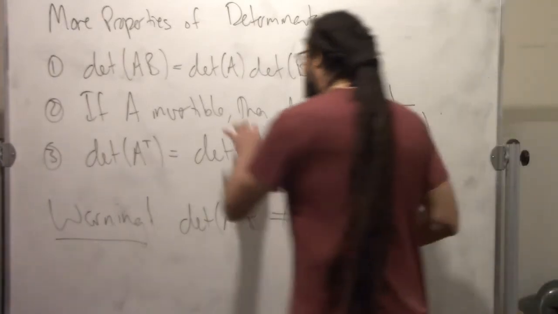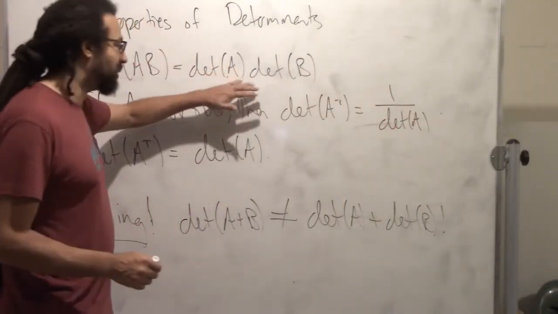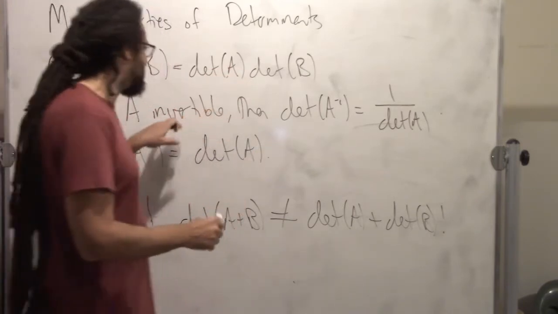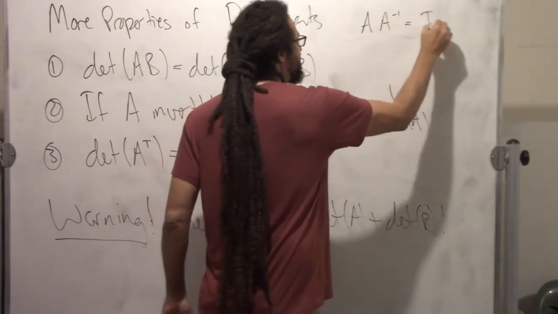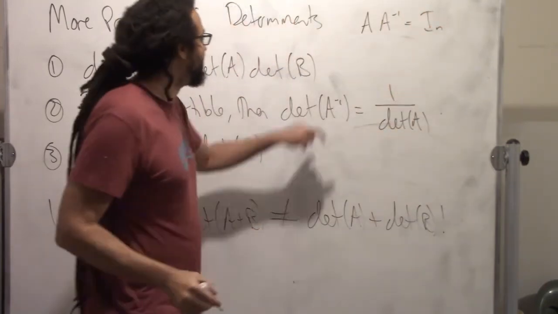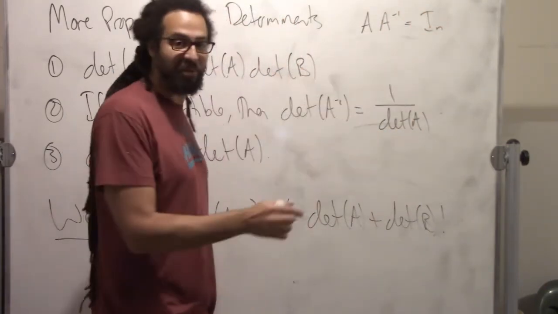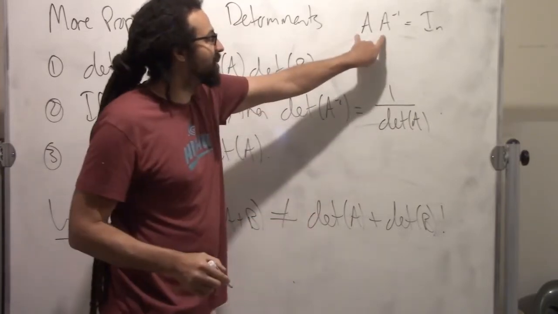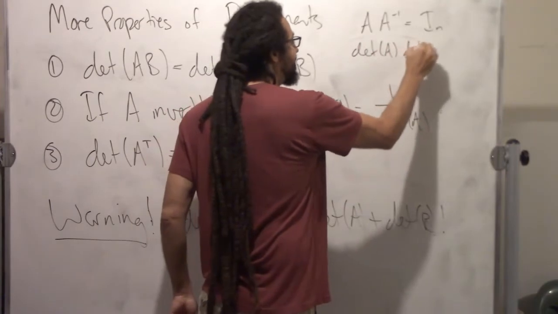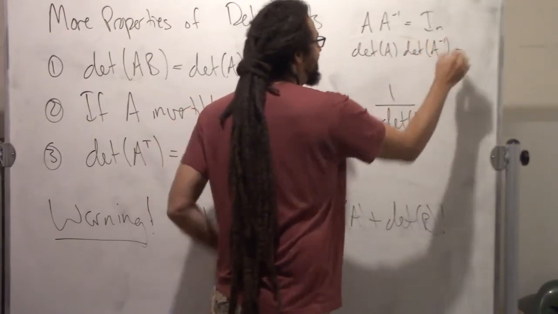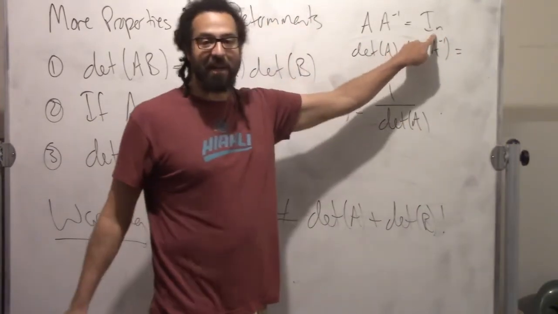And the reason for this really is simple, right? If A is invertible, then you know that A times A inverse is equal to the identity matrix. And then you take the determinant of both sides. So when you take the determinant of this side, you get the determinant of A times the determinant of A inverse is equal to the determinant of the identity matrix.